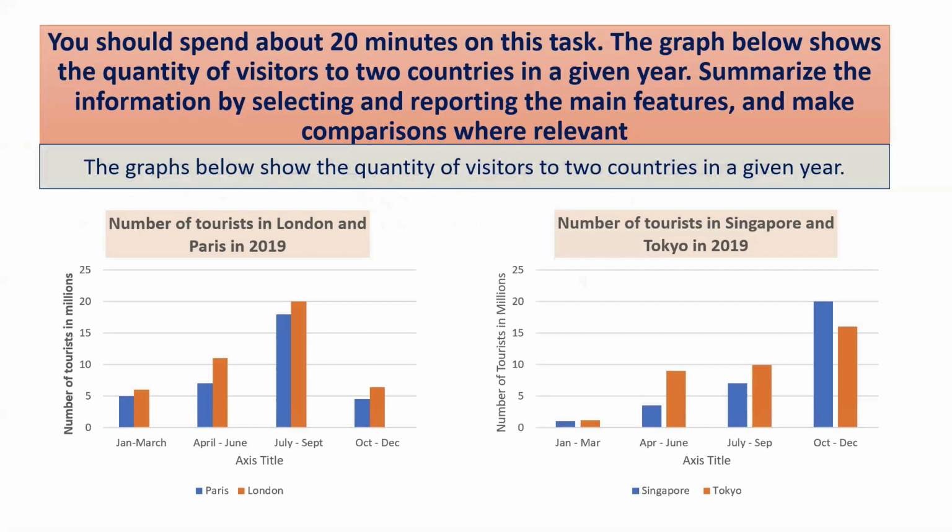So let's get started. Here's an example of a writing task 1 from IELTS where you have two graphs put together. You should spend about 20 minutes on the task. The graph below shows the quantity of visitors to two countries in a given year. Summarize the information by selecting and reporting the main features and make comparisons where relevant. On the left side, you see the number of tourists in London and Paris in 2019. And on the right side, you see the number of tourists in Singapore and Tokyo in 2019. And you need to summarize the information in both graphs.